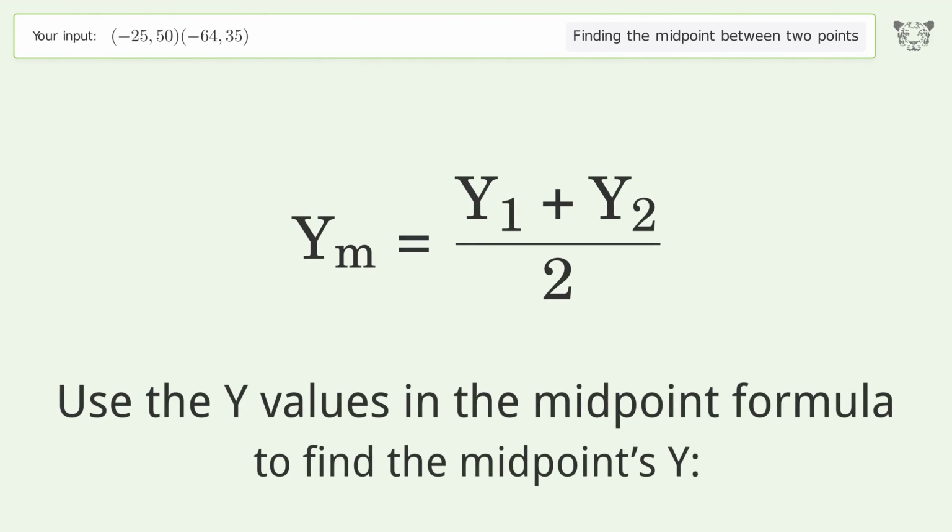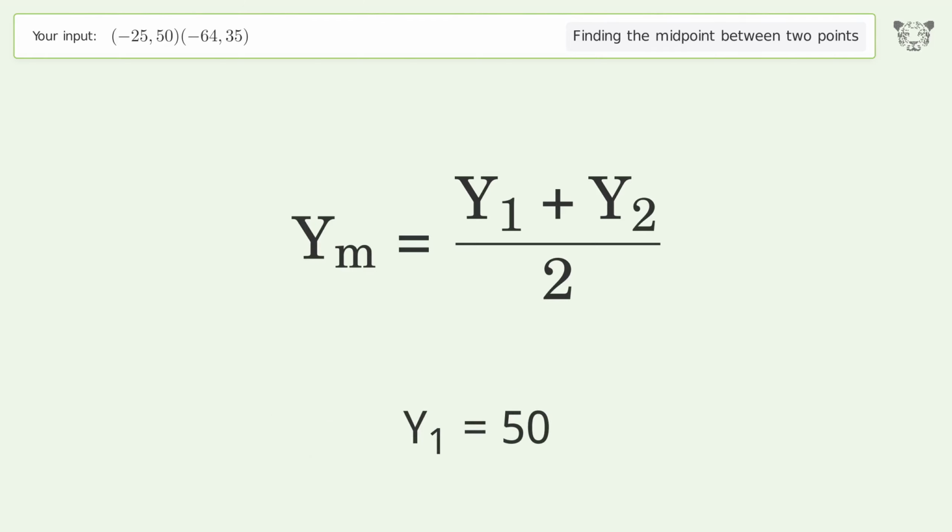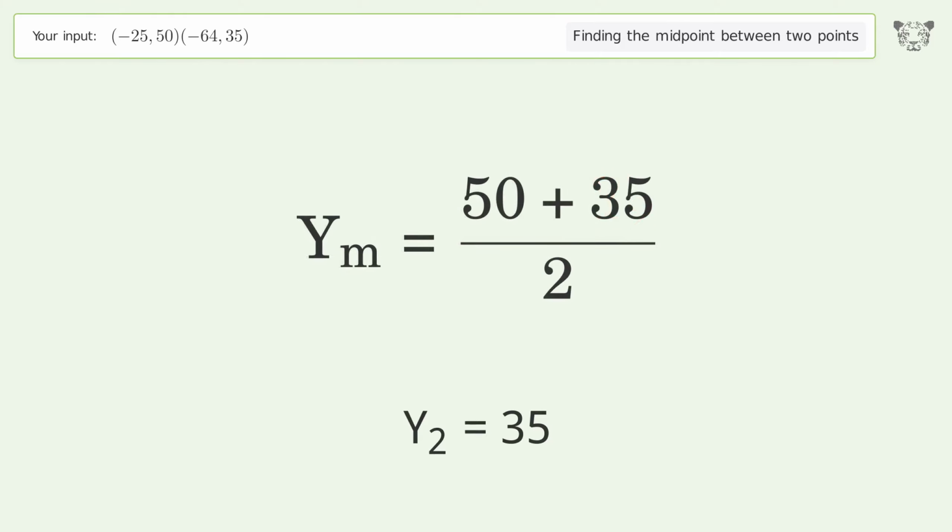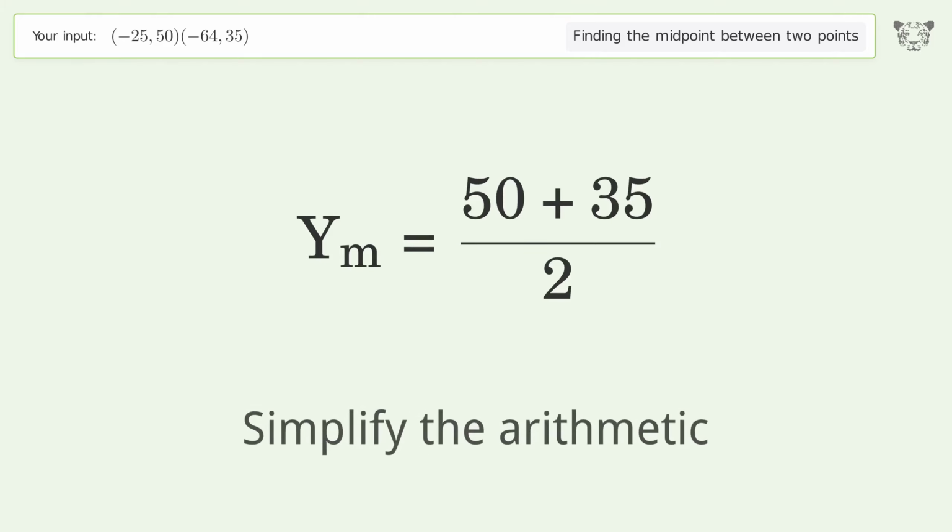Use the y values in the midpoint formula to find the midpoint's y. y1 equals 50. y2 equals 35. Simplify the arithmetic.